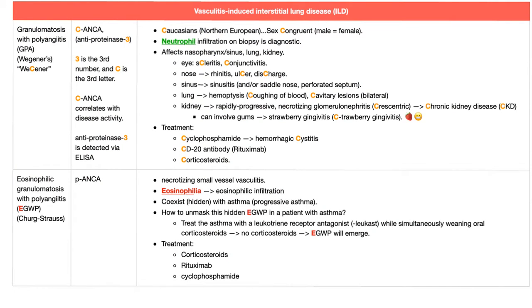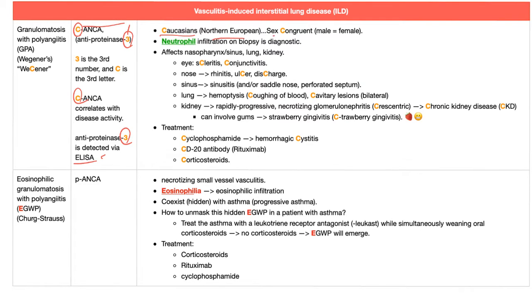Vasculitis-induced interstitial lung disease. Let's talk about these vasculitides. Sophisticated stuff. Granulomatosis with polyangiitis, also known as Wegener, or the C mnemonic, so let's call it Wegener. And everything here is C. C-ANCA, which is antiproteinase 3. There is the third letter in the alphabet and the third number. C-ANCA, antiproteinase 3, detected by ELISA, which shamefully contains 5 letters, not 3.